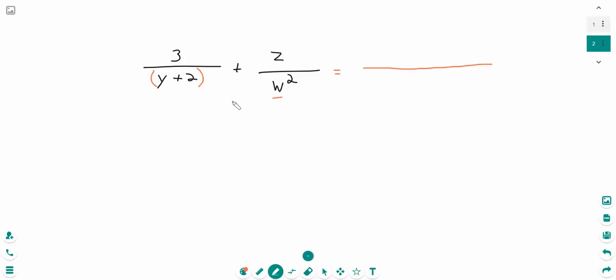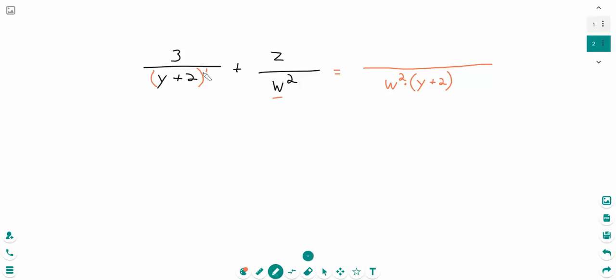So we have two factors, the w and the y plus 2. So how many w's do we have? Well, the most we have is 2, so we'll use 2. And then how many y plus 2's do we have? Well, we only have 1, so we're going to use 1 y plus 2. And remember, these are being multiplied by each other. These are factors that we're pulling out, so they have to be multiplied by each other. Don't think of these as being added together. They're always going to be multiplied. All right?